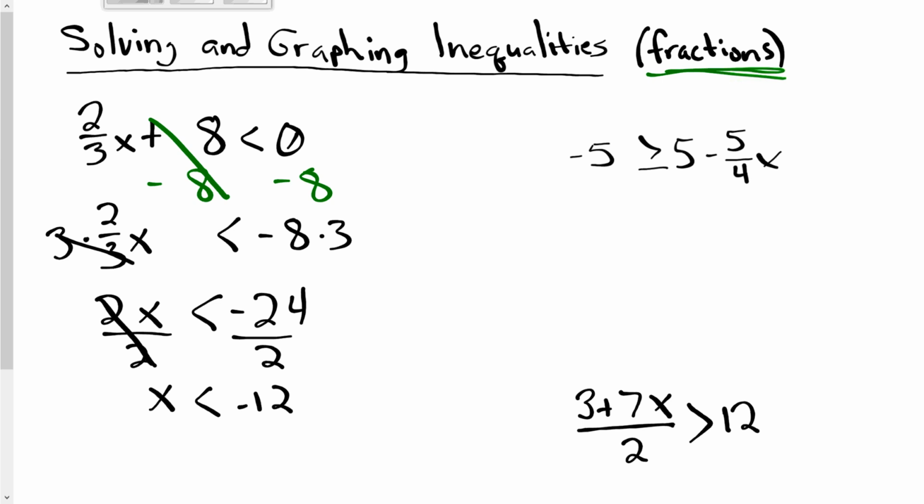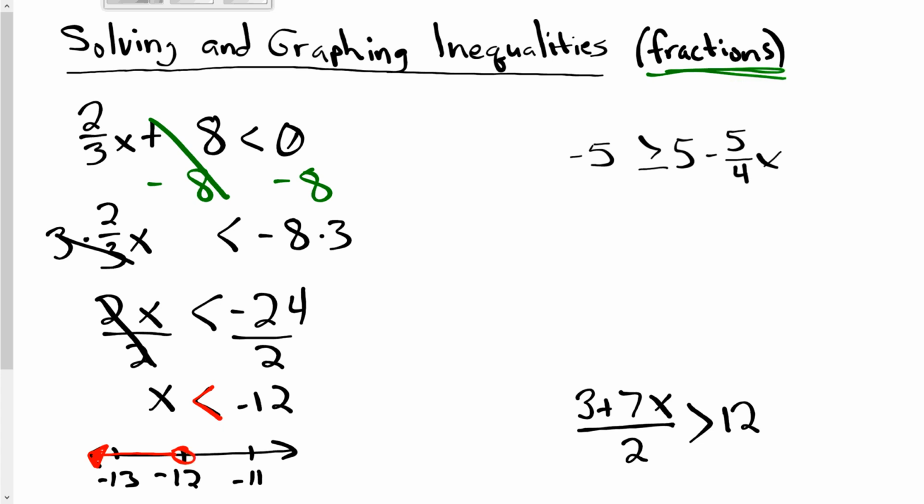Now to graph that inequality, as simple as our number line up there: -13, -12, -11. Open dot on -12, and this is less than, so it's going to be graphed to the left.